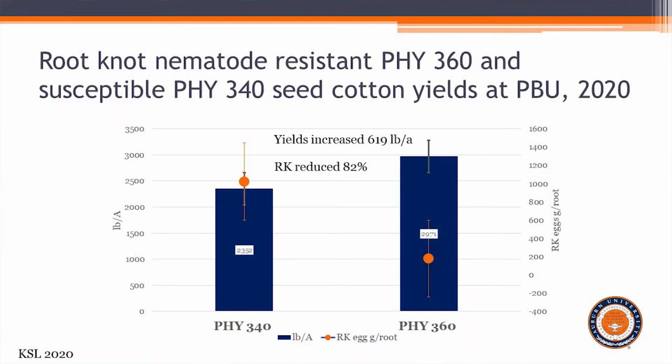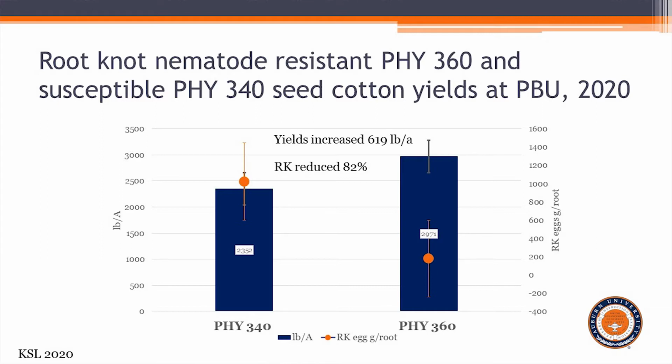Now on the next slide is the data that we did do. Corteva did give us Phytogen 340, which has no resistance whatsoever, to compare to Phytogen 360, which does have the two genes that are homozygous. And on this slide, you will be looking at the bar chart. The blue bars are our yields that we just got in last week, and the orange dots are the nematode numbers.